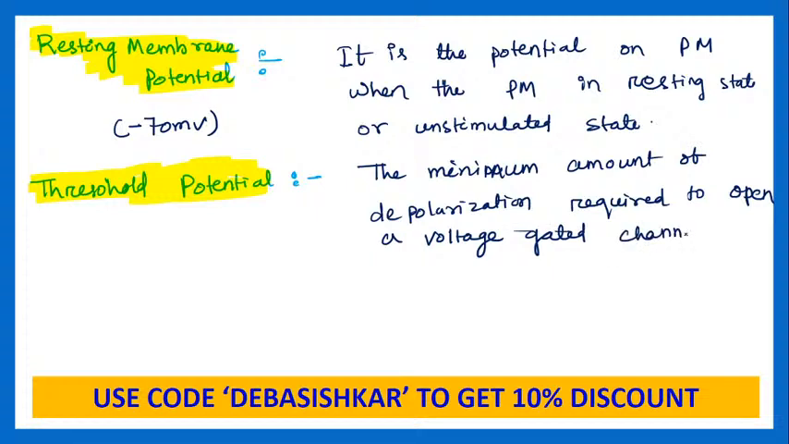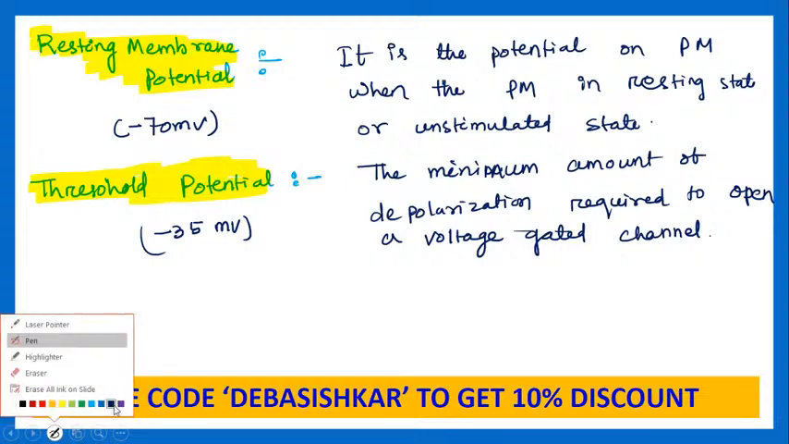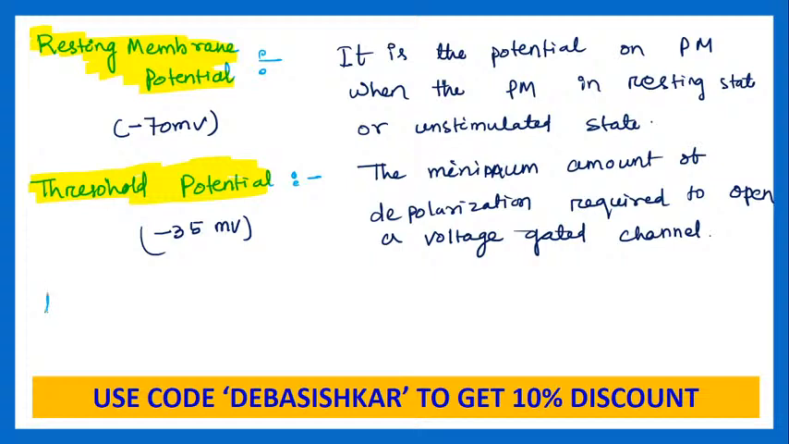Please remember this: the amount required to open a voltage gated channel is called the threshold potential, and its value is -35 millivolt. If at all this much millivolt, this much membrane potential is there, then the voltage gated channels are open, right? Third one is your action potential. What is the action potential?